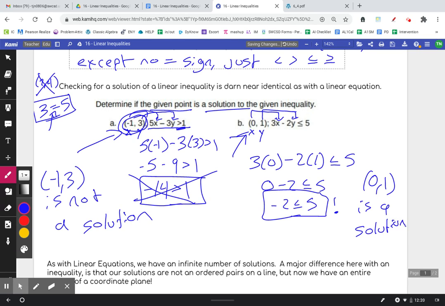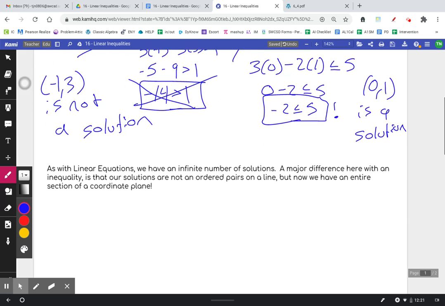Okay, pretty basic. I'm going to keep it at those two examples. We should be able to be fluid if we ask you about an equation or an inequality, finding out if it's a solution or not a solution. We should be able to plug it in, do a little bit of math, and answer that fairly quickly. Here's where we're going to start to see a difference, okay?